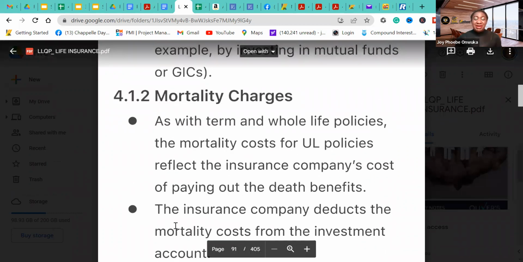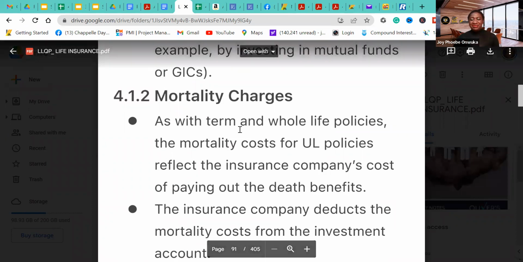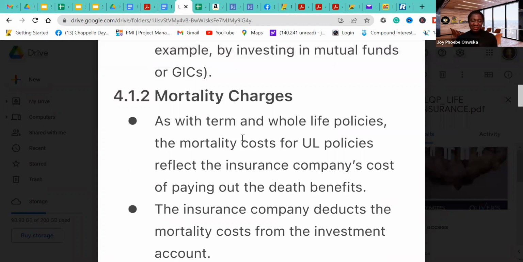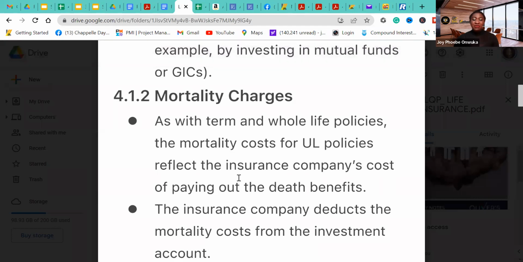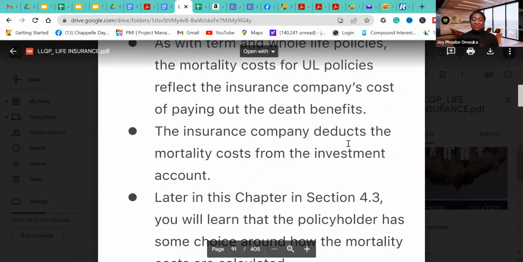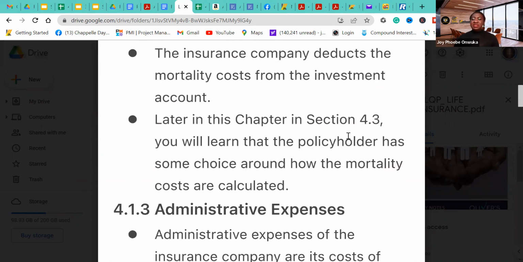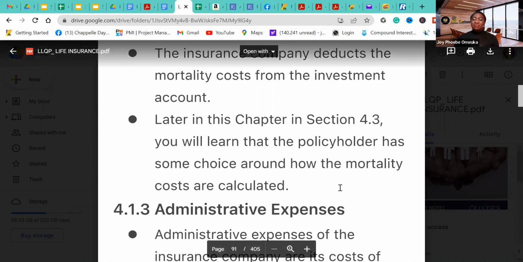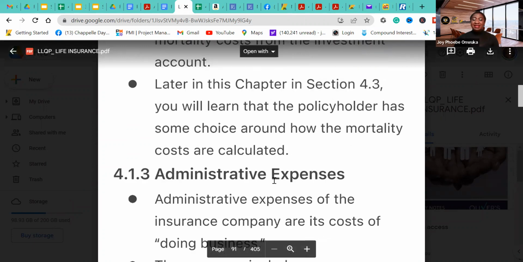Mortality charges. By now, you should know what mortality charges are, because we've seen that in term insurance and in whole life. As with term and whole life policies, the mortality costs for universal policies reflect the insurance company's cost of paying out the death benefit. The insurance company deducts the mortality cost from the investment account. Later in this chapter, in section 4.3, you will learn that the policyholder has some choice around how the mortality costs are calculated.